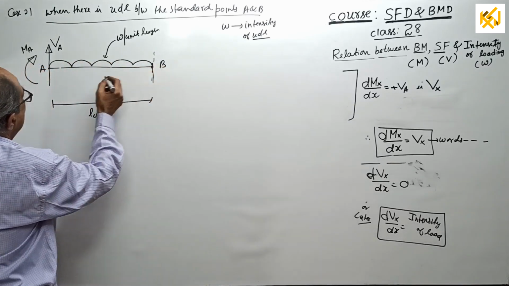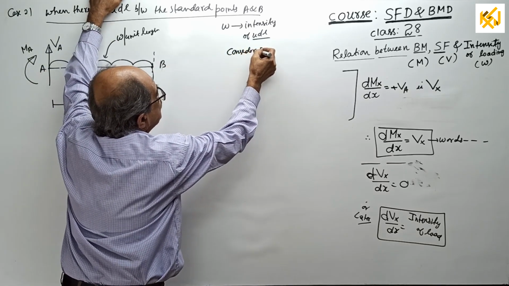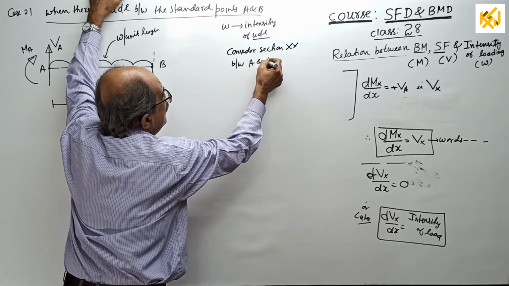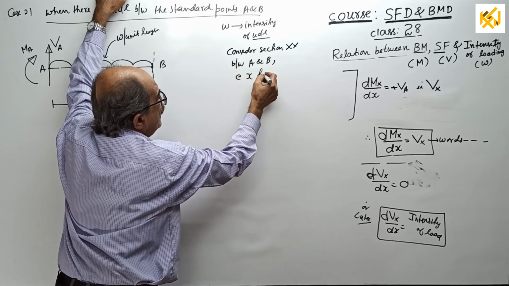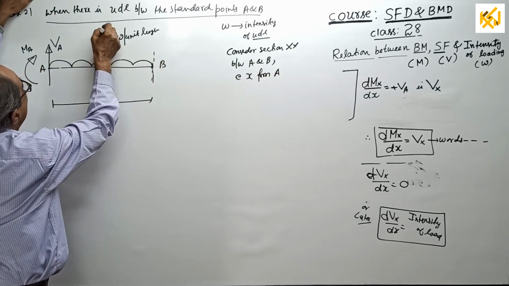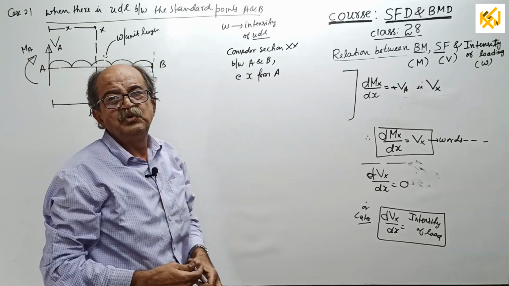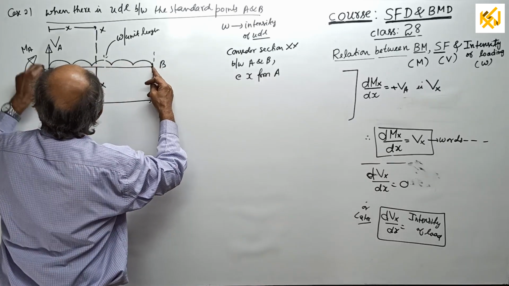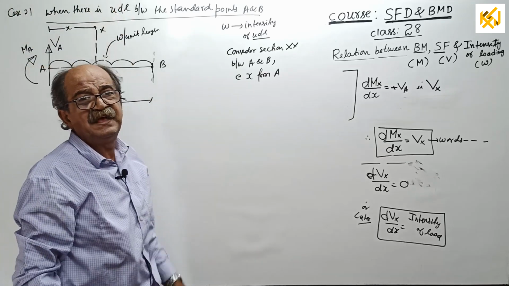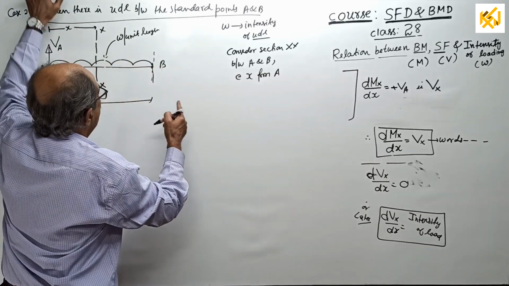See, now consider, as usual, section XX. Why section XX? Section XX between A and B, at X from A, as shown. I usually ask in class, tell why you require section XX. Because we want to know the variation between A and B, as you go from point to point, how it varies. For that you require section XX in terms of X. As X varies, the value will vary.